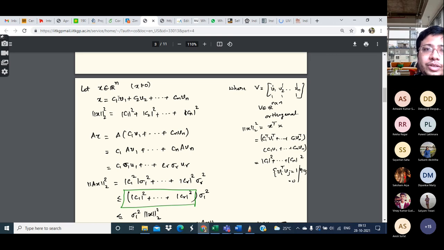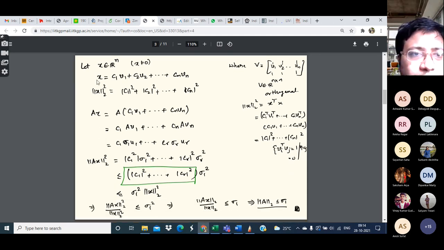Since these n vectors v1, v2, v3 up to vn form a basis for Rn, every vector in the Rn space can be represented in this way as a linear combination of the basis vectors. So now if I want to take the L2 norm of x, since this is a vector, I can take its squared L2 norm, which, as we know, is nothing but the dot product of x with itself, or rather x transpose x.